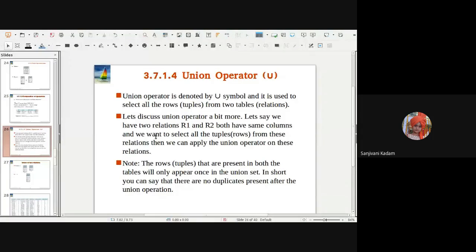Coming to the current discussion, let us say we have two relations R1 and R2, both with the same columns, and we want to select all the tuples or rows from these relations. Then we can apply the union operator on these relations. A note says that tuples present in both tables will appear only once in the union set. In short, there can be no duplicates after the union operation. Let us take a simple example.